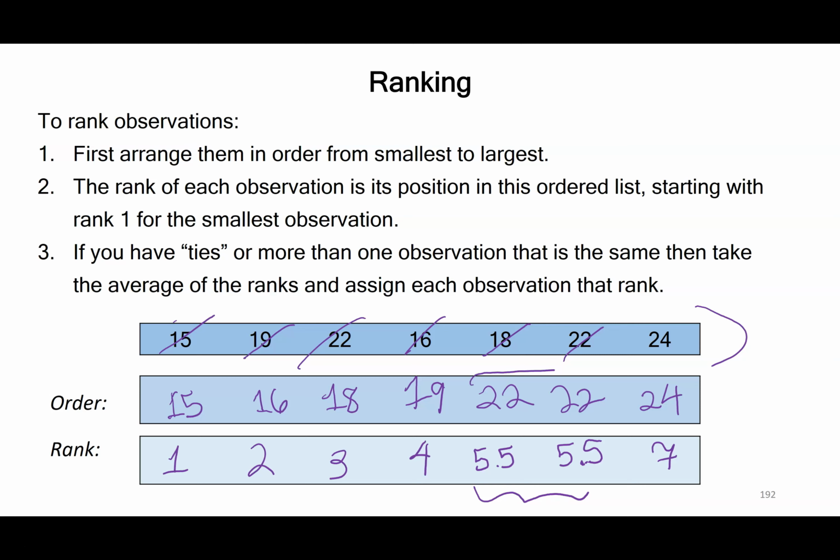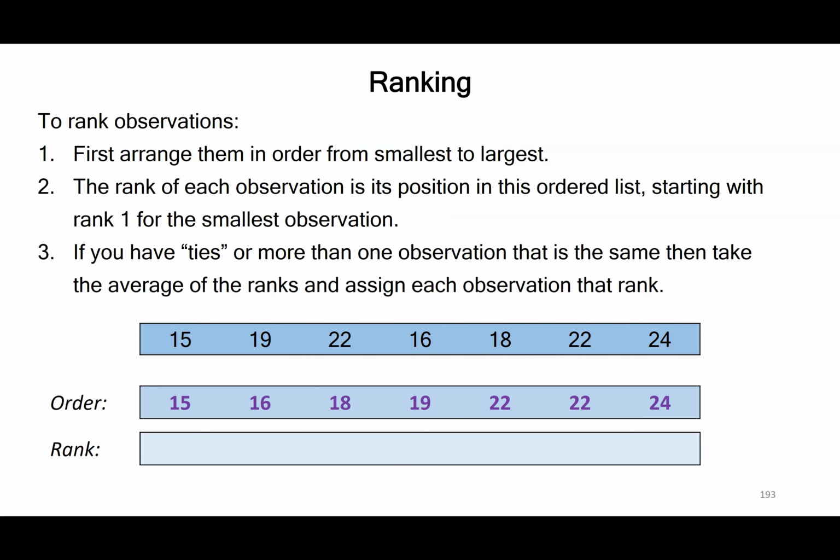Here we had 2 values of 22. And that means that we take their ranks 5 and 6 and we average them. So 5.5 and 5.5. So there's our ties there.